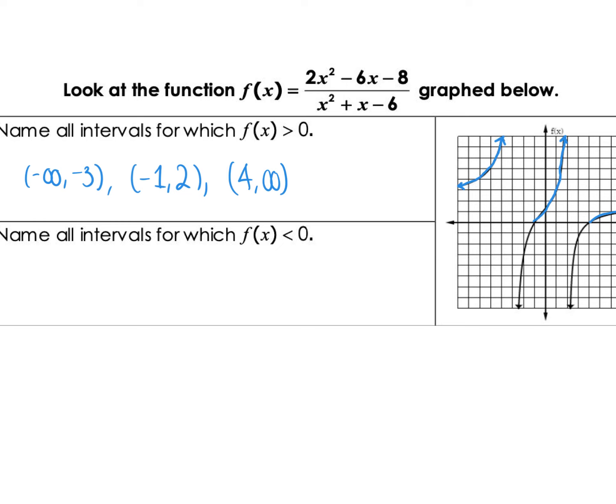So negative infinity to negative 3, and then we have a vertical asymptote here, which is why it doesn't go through. And then we have from negative 1 to positive 2, and then we have from 4 to infinity. So now we want when f of x is less than 0, so we're going to highlight those intervals. So that is from negative 3 to negative 1, and from 2 to 4.